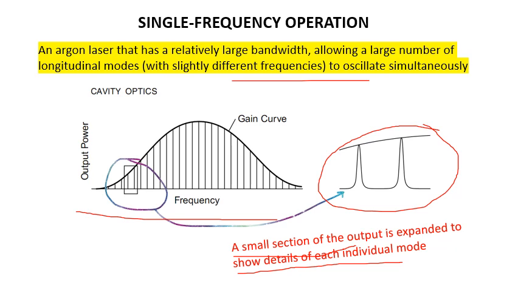Now, if you see here, what is written here, an argon laser, we are taking as an example. Argon laser को हम यहाँ पे as an example ले रहे हैं. Has a relatively large bandwidth.